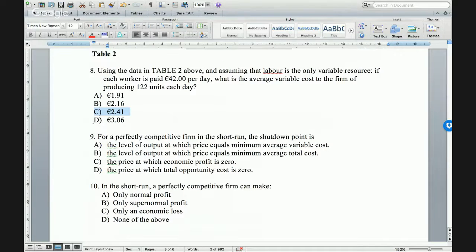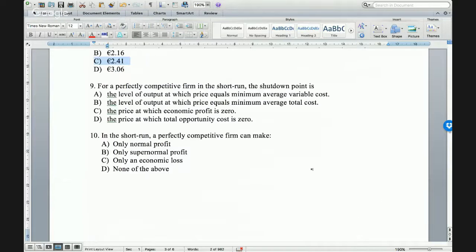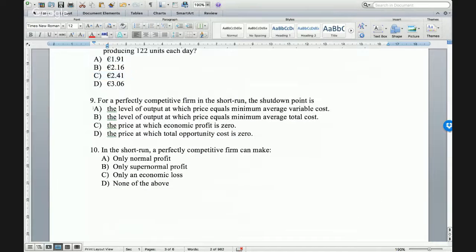So if we go back here to this previous diagram, for this particular firm, if this was the demand curve, that means this is the price, and the price is below the shutdown point, which means the firm shuts down. So your answer for question 9 is A, always the average variable cost. So these two, A and B, are fairly similar. Average total, average variable. It's always your average variable.